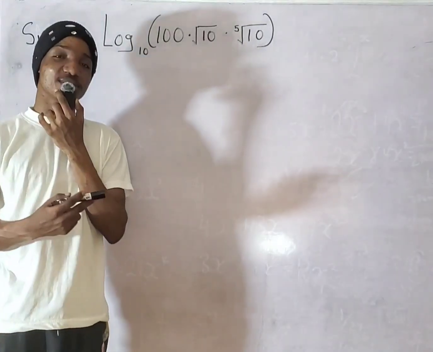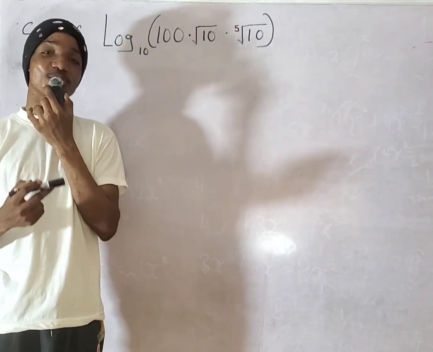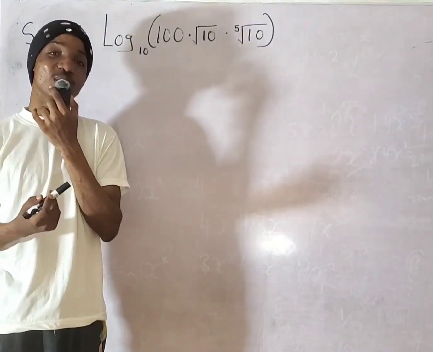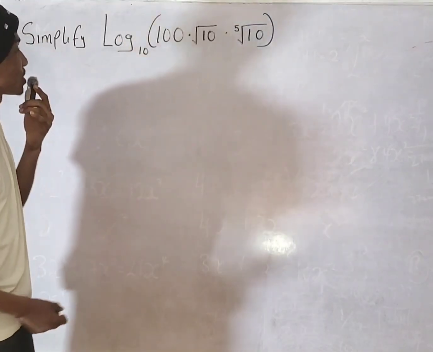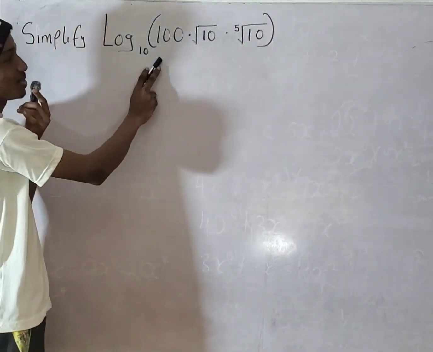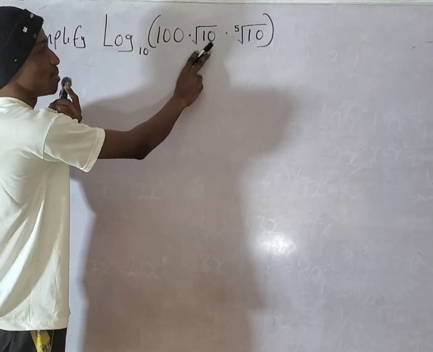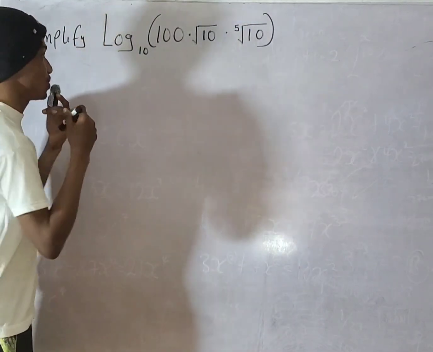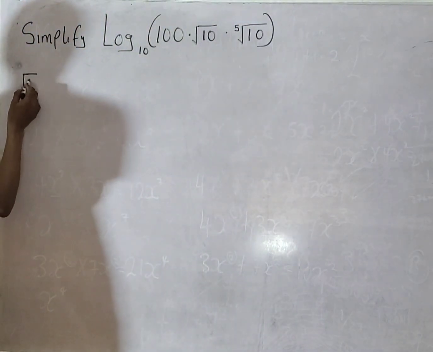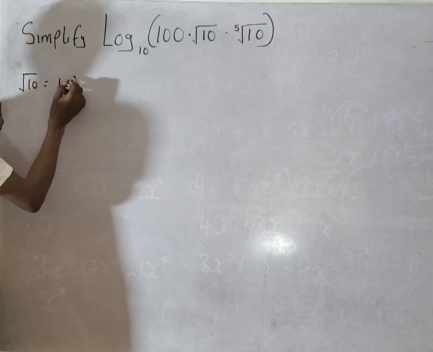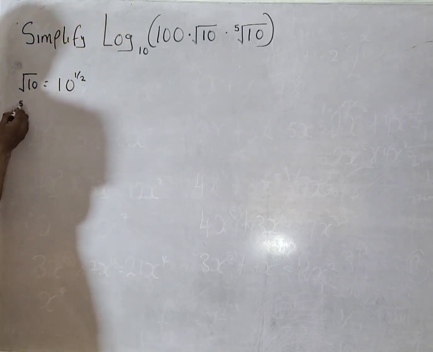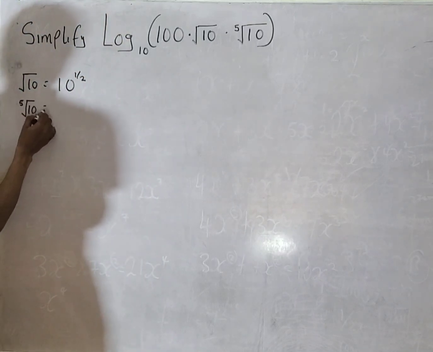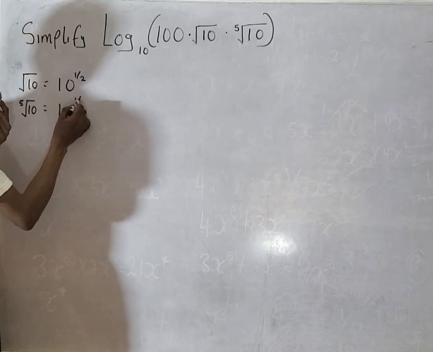This question will test you if your mathematical foundation is strong as touching logarithm. Here we are asked to simplify log of 100 multiplied by root 10 multiplied by the fifth root of 10, base 10. Do not forget that root 10 is equal to 10 raised to the power of 1 over 2, and the fifth root of 10 is equal to 10 raised to the power of 1 over 5.